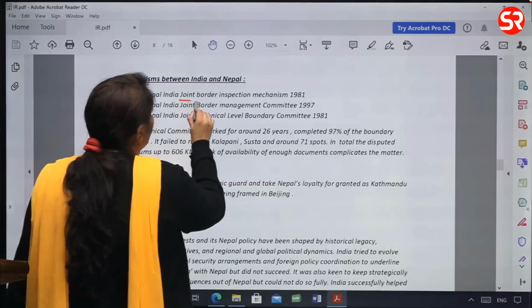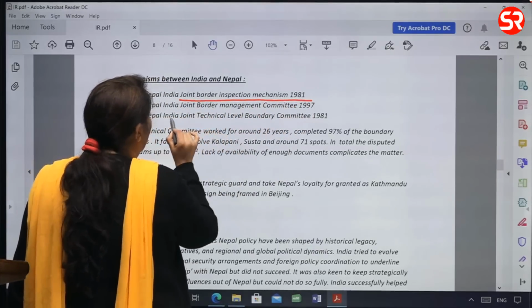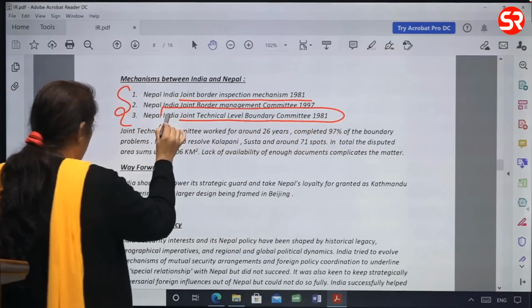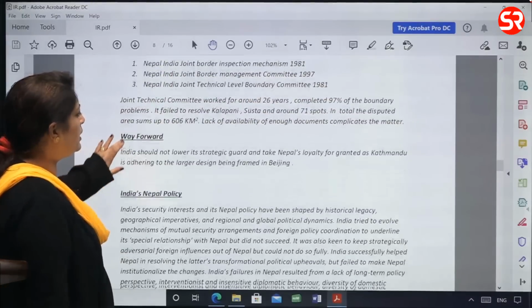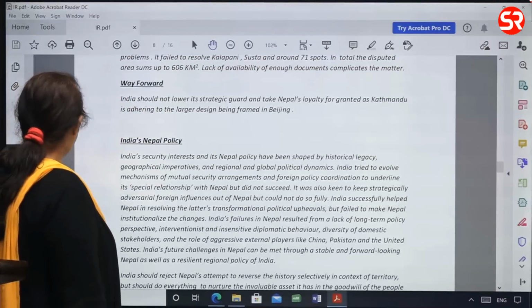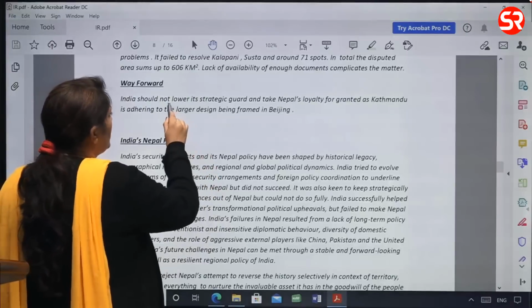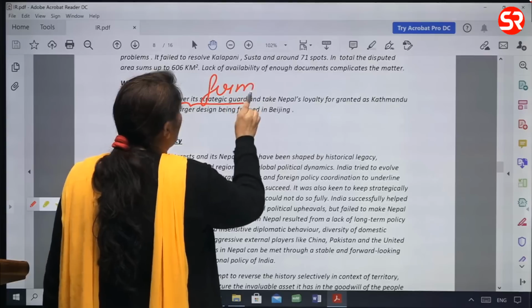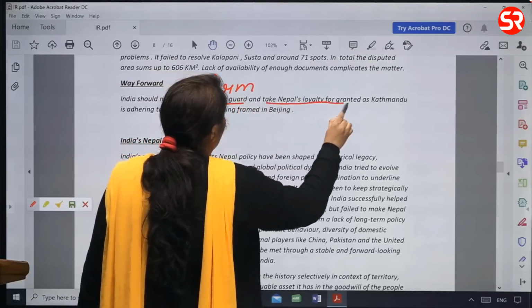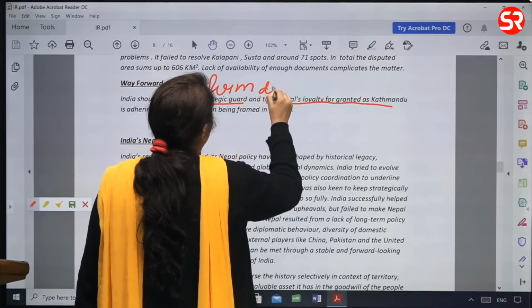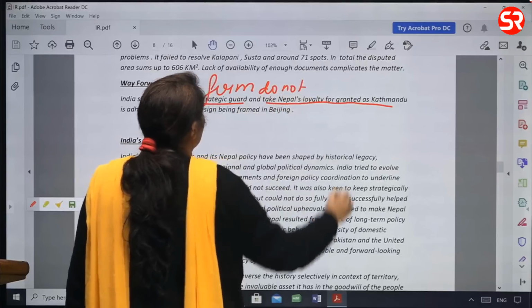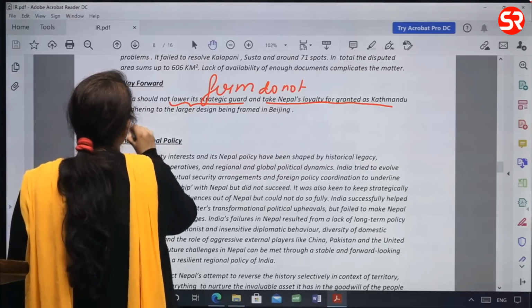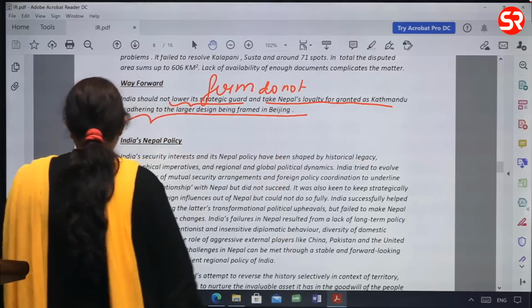There is a joint border inspection mechanism. Right now there is a joint technical level boundary committee. Way forward: India should not lower its strategic guard, be firm here, and do not take Nepal's loyalty for granted, as Nepal is adhering to the larger designs of China.